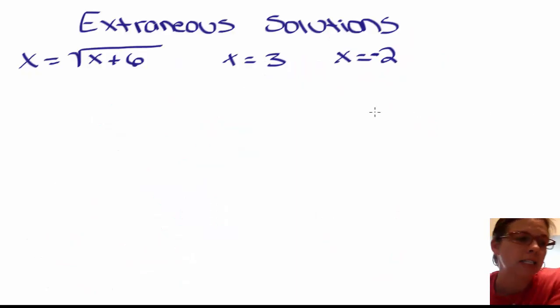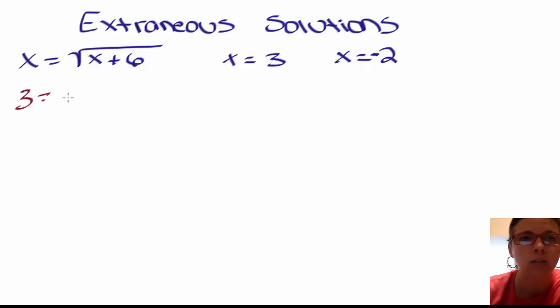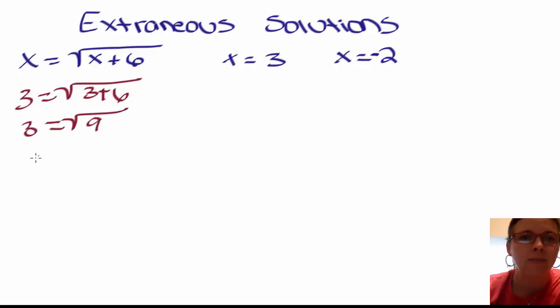Now in some of them, it might say identify the extraneous solution. Extraneous just means it doesn't actually solve the original problem. It doesn't work. It'll say tell which solutions, if any, are extraneous for each equation. So what you do is you plug these in. You'll have to do it twice. So we plug in 3. 3 equals the square root of 3 plus 6. 3 equals the square root of 9. 3 equals 3. So this is, yes, a solution.